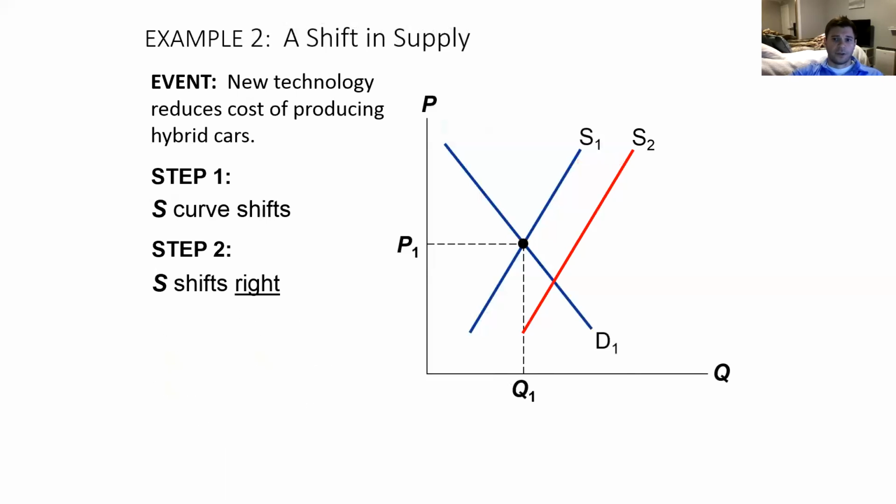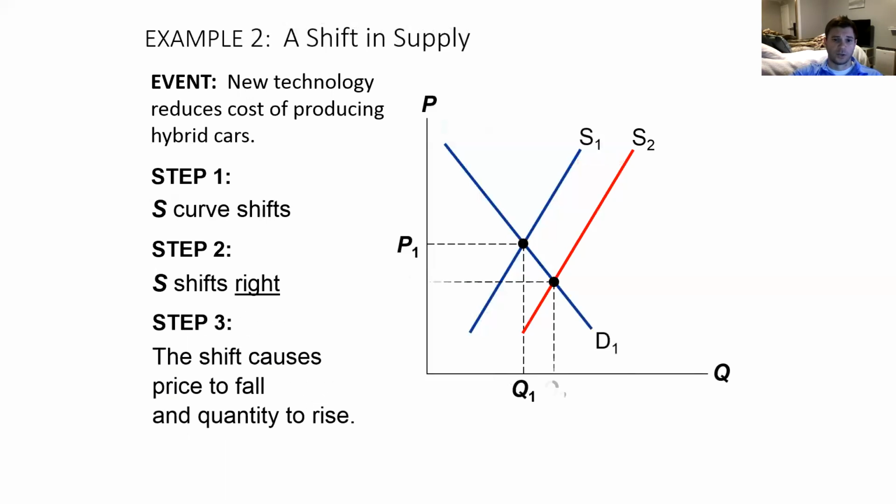Okay, now that we've completed steps 1 and 2, we can move to step 3 and see that the quantity of trade is increased, but the price in the new equilibrium has actually dropped.